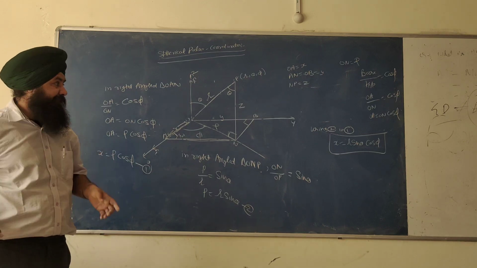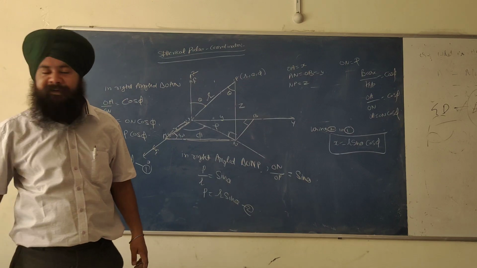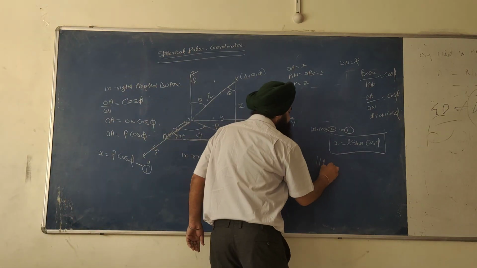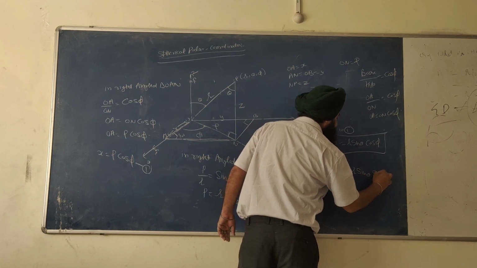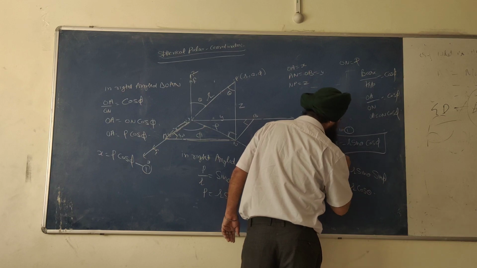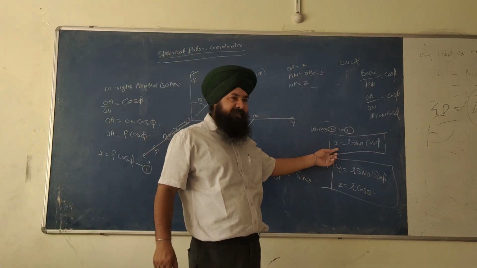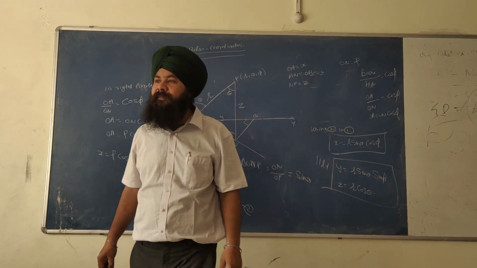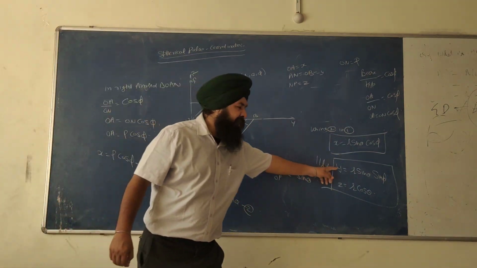Similarly, y is equal to r sin theta sin phi, and z is equal to r cos theta. So this is a relationship between the Cartesian coordinate system and the spherical polar coordinate system. How can you define this y?